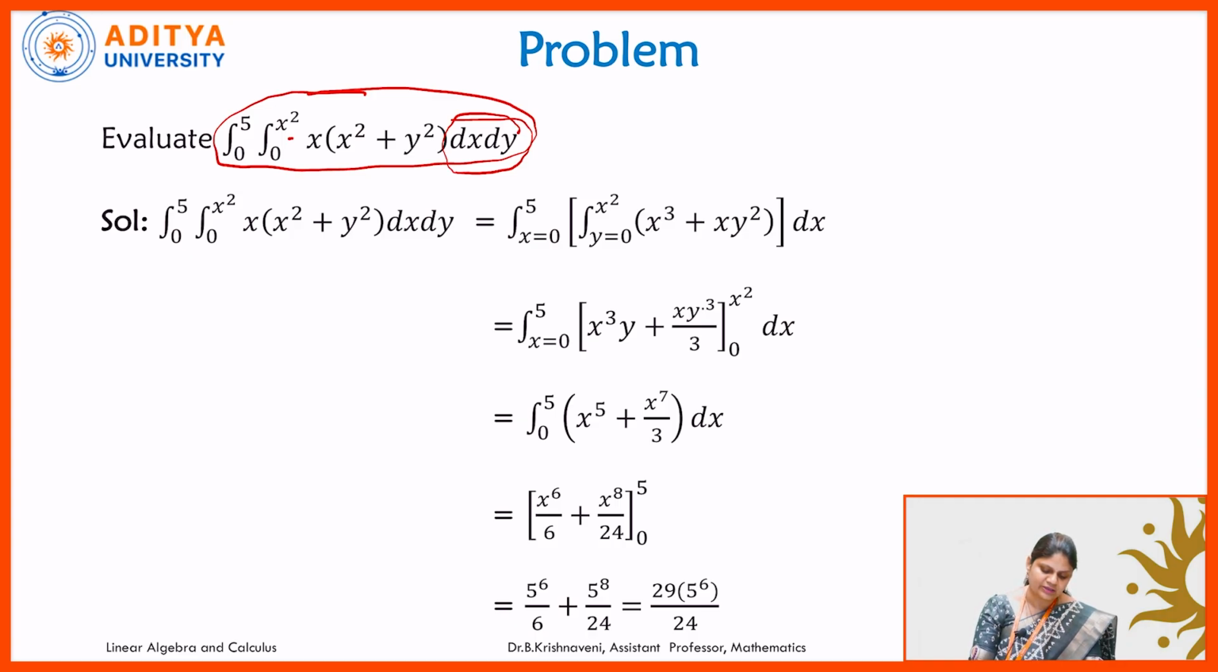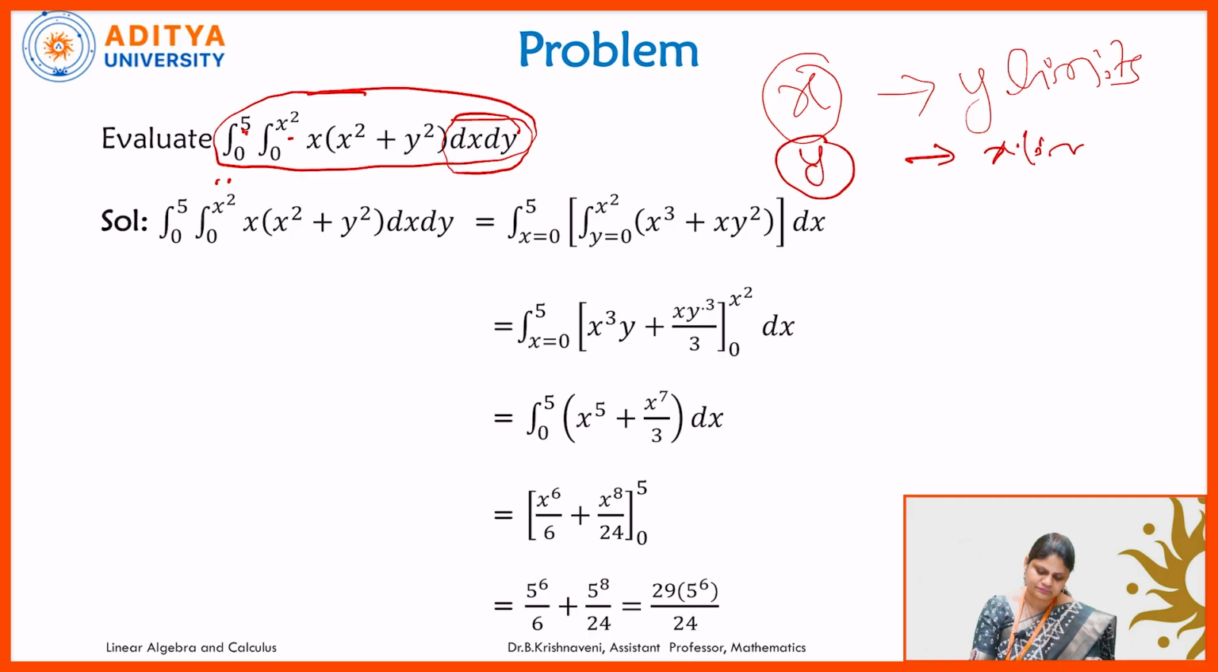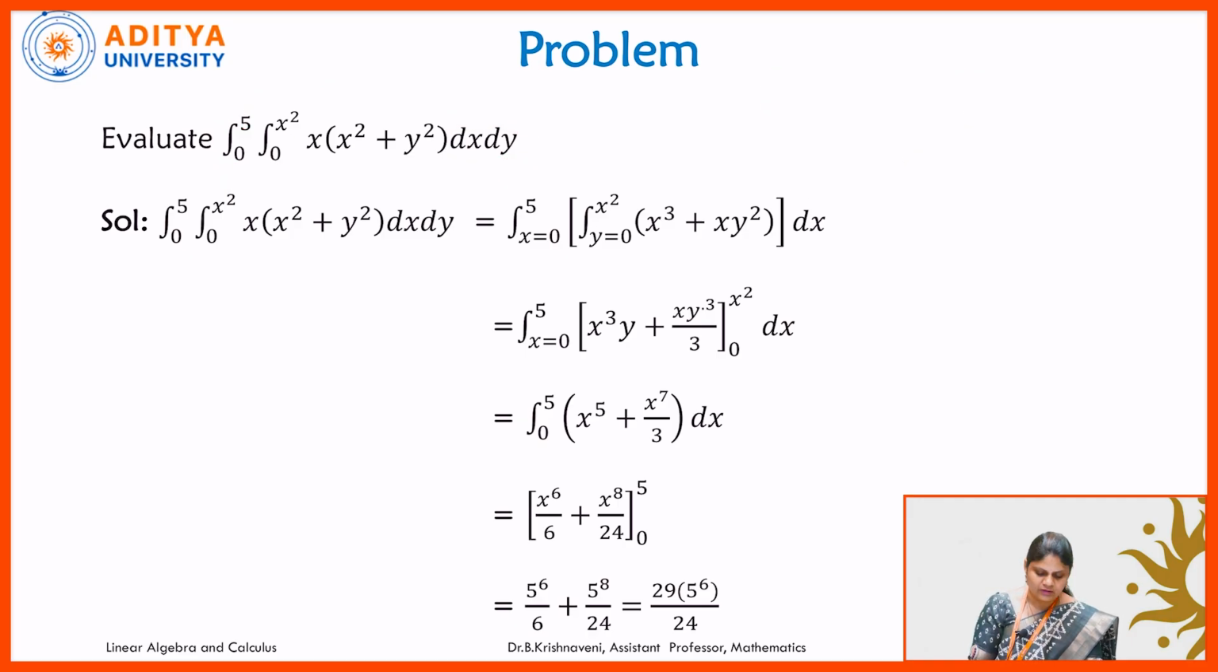Here the variable limits are in terms of x, that means those are y limits. Obviously the other limits, which are constants, belong to the x variable. So the variable y has variable limits, hence we need to integrate with respect to y first, thereafter with respect to x. That's why the order of this integration changes to dy dx.